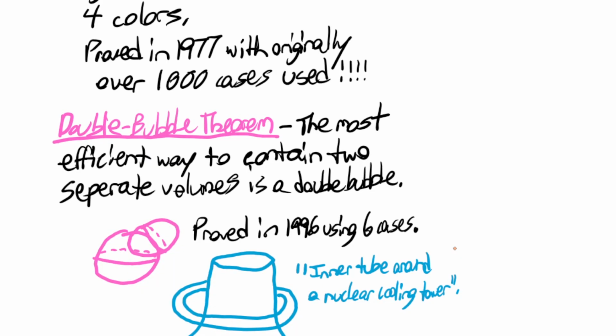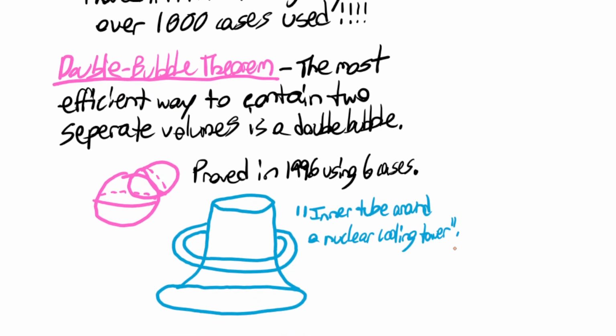And another theorem, and I like saying the name of this one, this is the double bubble theorem. And this theorem stated that the most efficient way to contain two separate volumes is a double bubble. And this was proved in 1996 using 6 cases. And these are just some little depictions of what this theorem is. You have the two spheres, the two bubbles forming together, and you also have this shape right here, which is given a funny name, inner tube around a nuclear cooling tower.